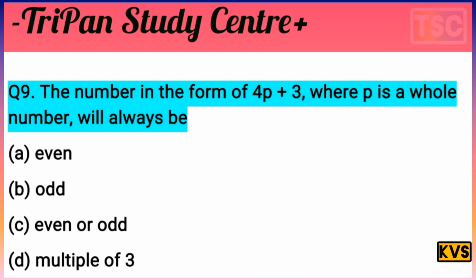The question is clear. The number is of the form 4p plus 3, where p is a whole number, will always be even, odd, even or odd, or a multiple of 3. The correct option is odd, because for 4p plus 3, where p is a whole number, the number will always be odd. Option B is correct here.